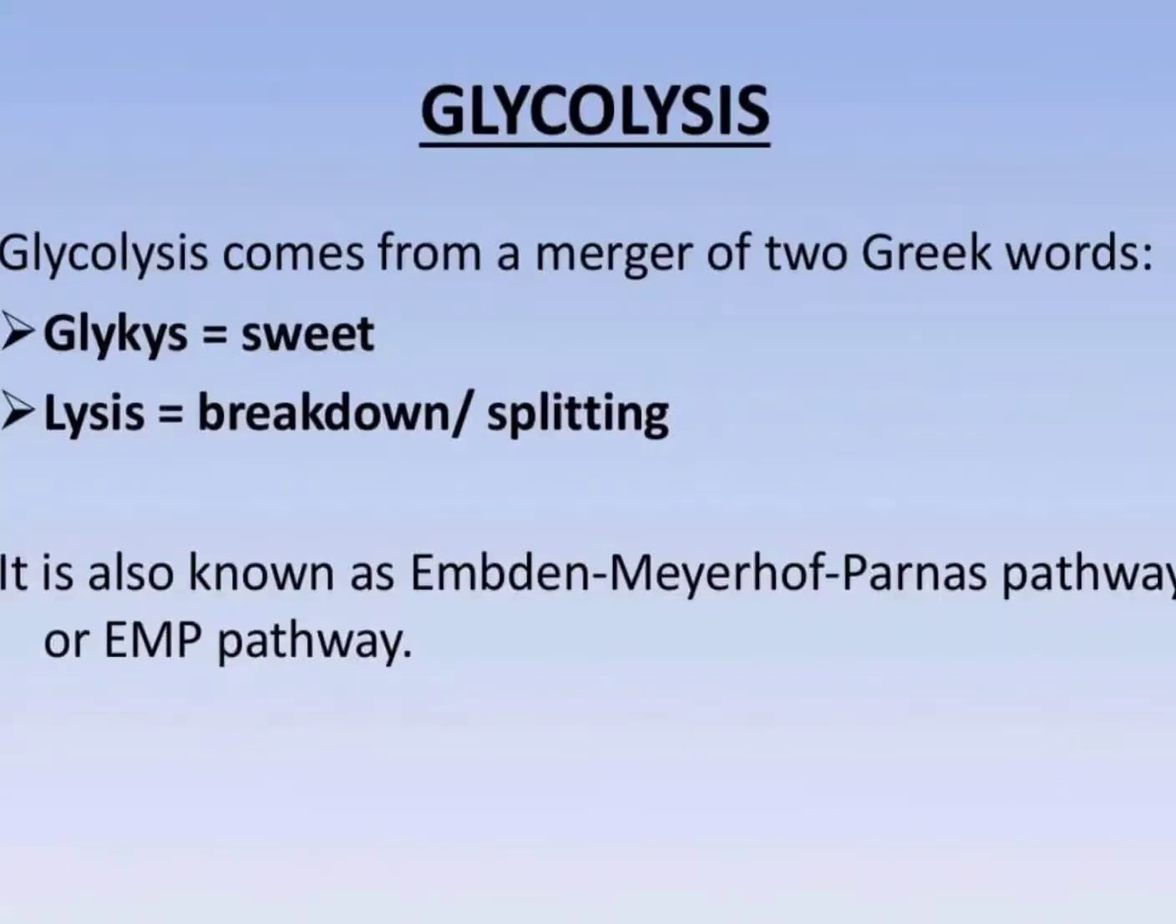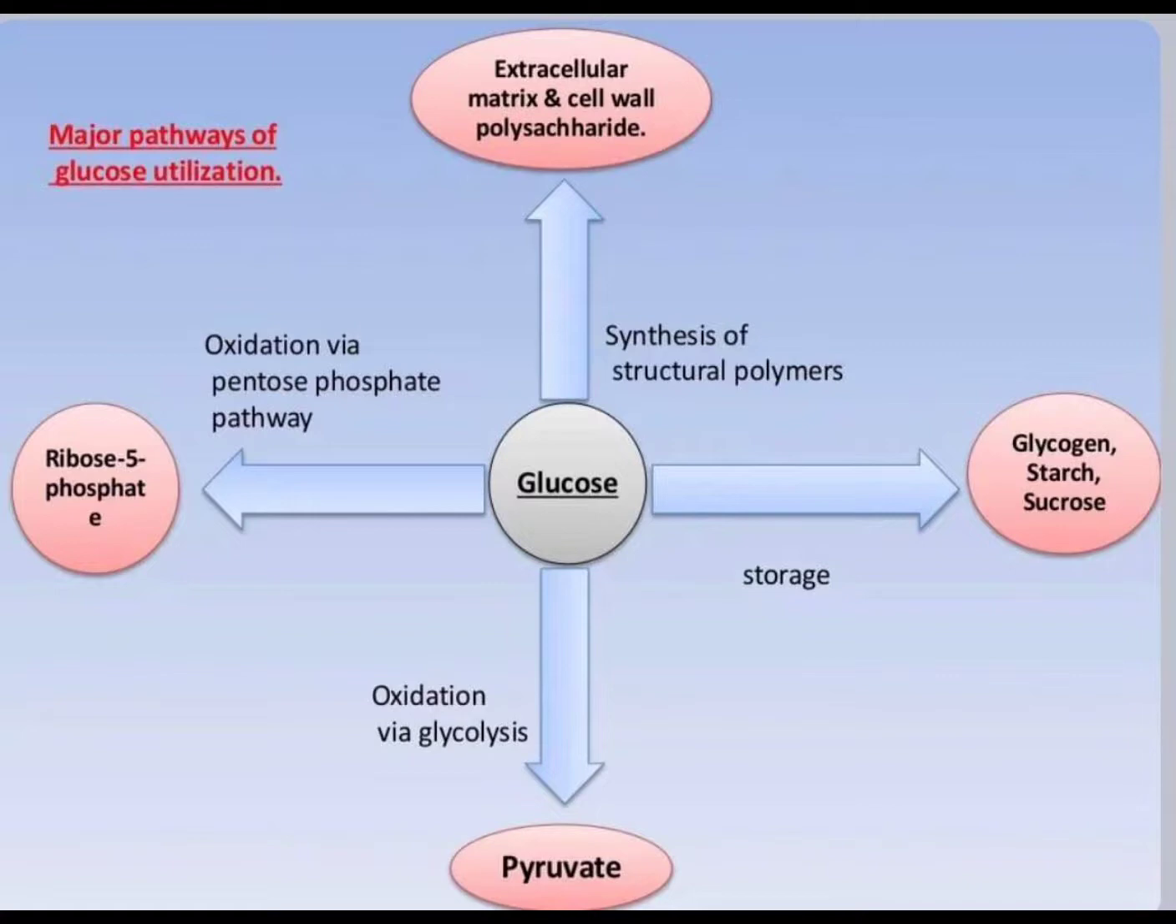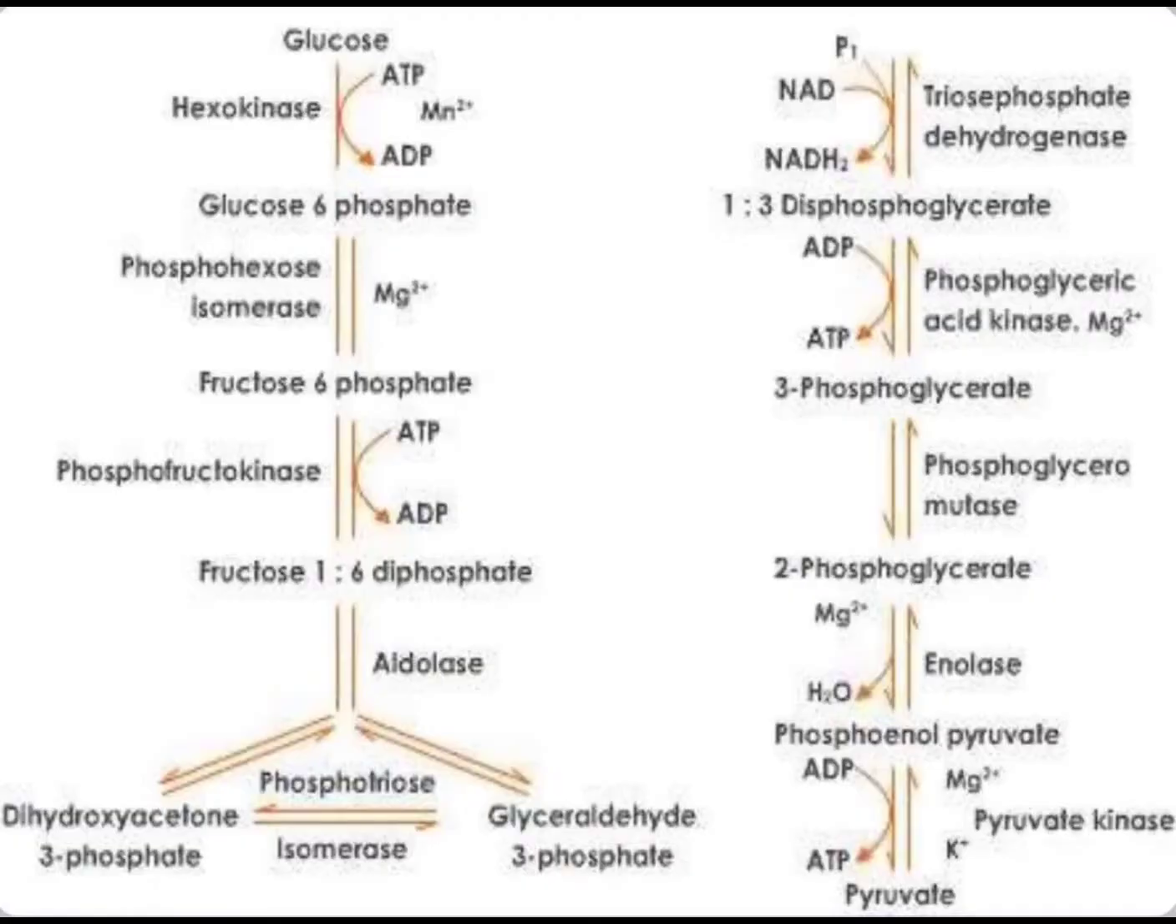Glycolysis comes from a merger of two Greek words, glykis, sweet, and lysis, breakdown or splitting. It is also known as the Embden-Meyerhof-Parnas pathway or EMP pathway. And this is the major pathway of glucose utilization. And we have two phases of glycolysis.